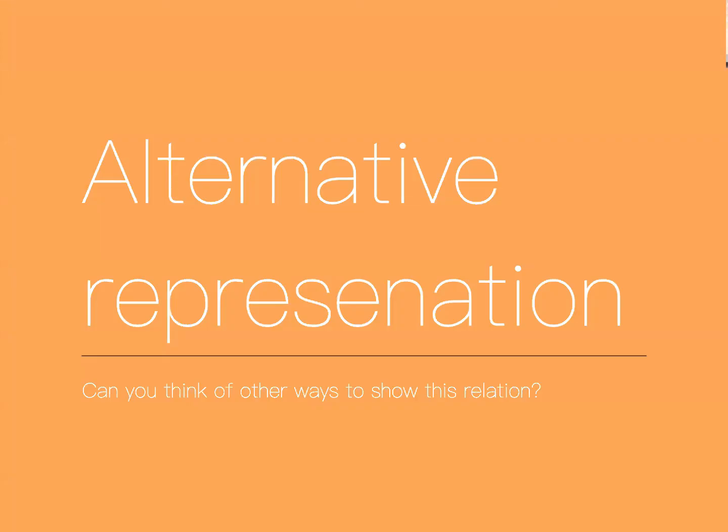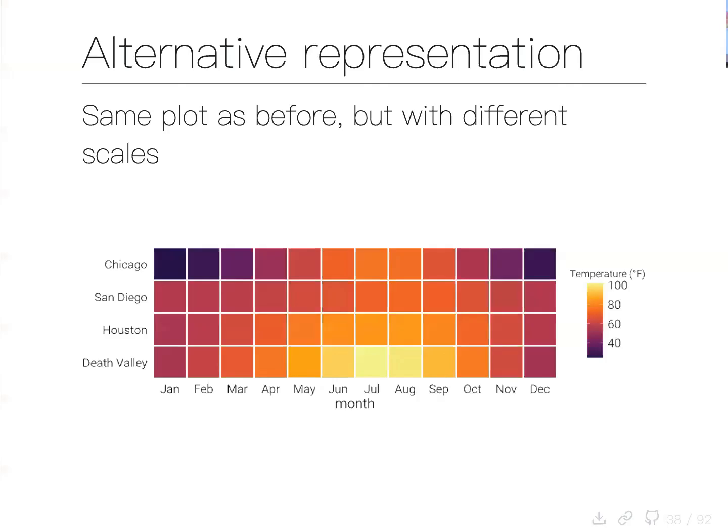Okay, what about an alternative representation? So we have this version where we have a continuous x-axis, continuous y-axis, we have 2 continuous scales, and then we're mapping color to a discrete scale. Can you think of a different way of representing the same thing? So we have the same data, basically. Can you think of a different way of representing it? Heat map. Good. Yes. Heat map.